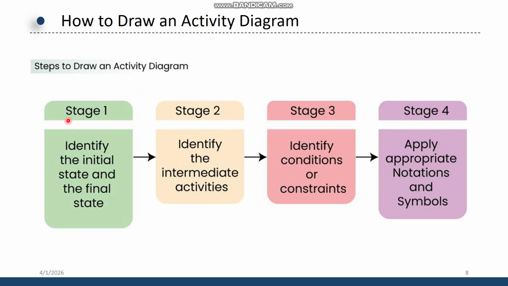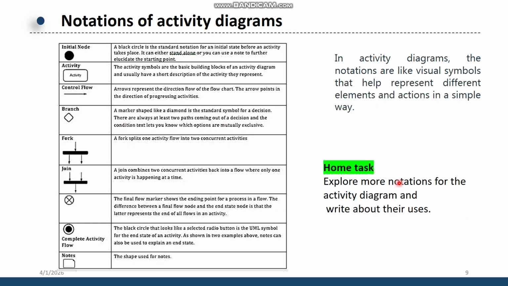So there are basically 4 steps to draw the activity diagram. Step number 1 is identify the initial state and the final state, then identify the intermediate activities, identify conditions or constraints, and apply appropriate notations and symbols. So you have to go through these 4 stages to draw your activity diagram.